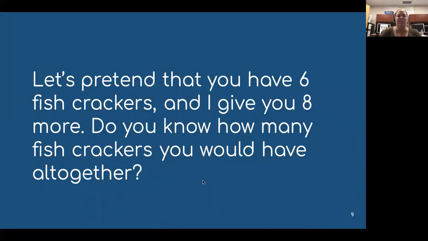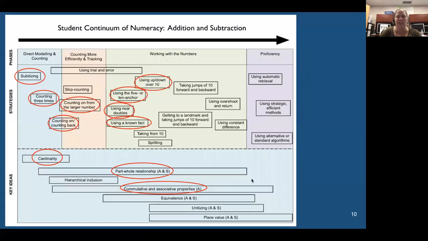The last couple of sessions we've been looking at this problem. Let's pretend that you have 6 fish crackers and I give you 8 more. Do you know how many fish crackers you would have altogether? So this small addition problem, this early addition problem, we've been using that to help us look at some of the strategies. And actually, on Dr. Lawson's continuum so far, we've touched on a fair bit of the territory in the last 2 sessions, including all of these circled strategies and some key ideas.